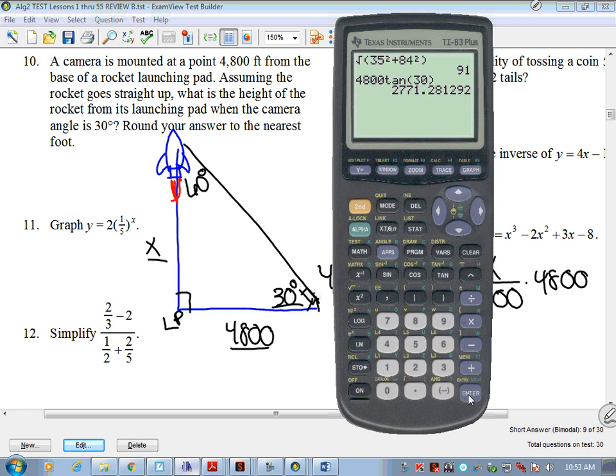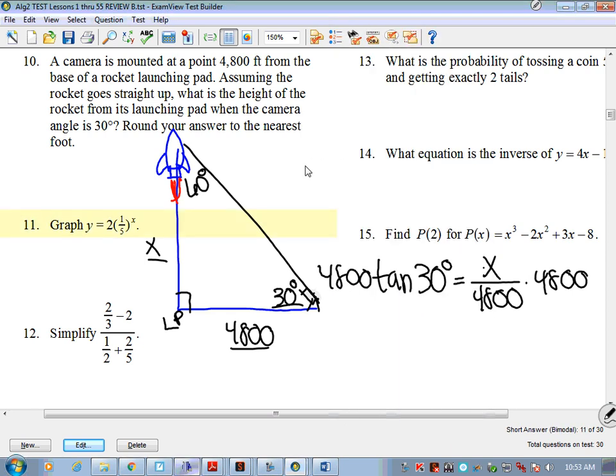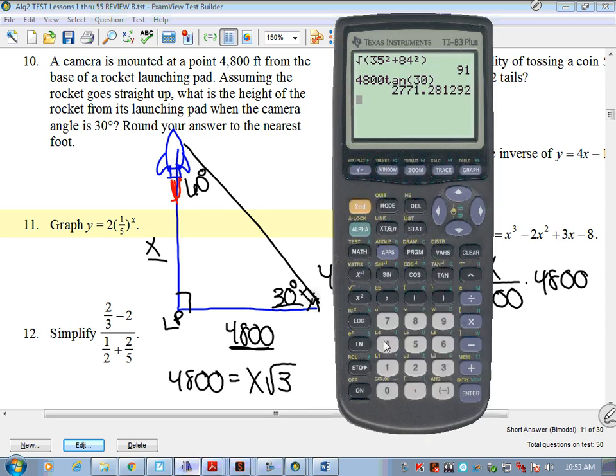Now, like I said, that's not the only way to solve this question. If you remember some of your 30, 60, 90, I'm trying to remember if you guys have gotten this far yet, but my 60 side is 4,800, which would mean that 4,800 equals x radical 3. So I could divide 4,800 by radical 3. And if I try that, 4,800 divided by the square root of 3, let's see if I get the same number. I get the exact same number. So there is more than one way to get to your answer there.